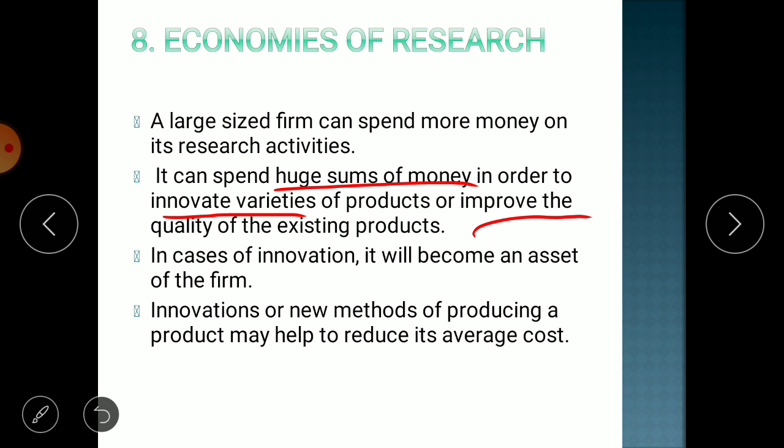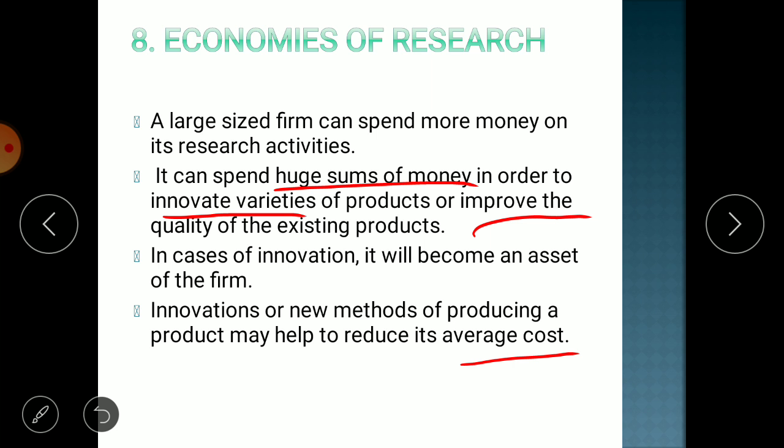If they are taking patent of the product, then no one can produce the same product. They may have monopoly in a market, and you know that monopoly means the highest profit, easiest state of doing business. Innovations or new methods of producing a product may help to reduce its average cost. If you are having innovations now and then you are having so many products launched in a market, and you know that if you are having so many products, your risk bearing capacity increases, and by that way your average cost is reducing.